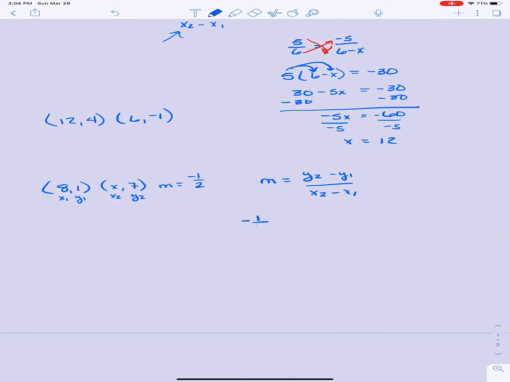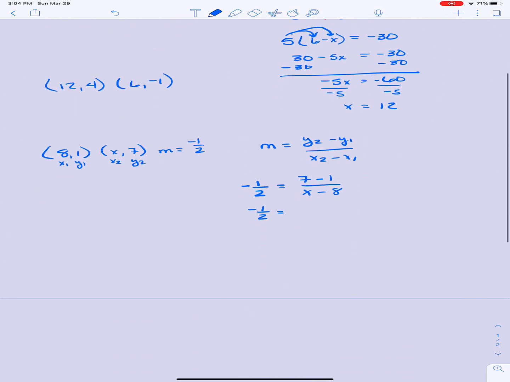So I get negative 1/2 equals 7 minus 1 over x minus 8. Let's do a little bit of math. I get negative 1/2 equals 6 over x minus 8. Do your cross product property. So I'm going to multiply negative 1 times this and 2 times this. So I get negative 1 times x minus 8 equals 12.